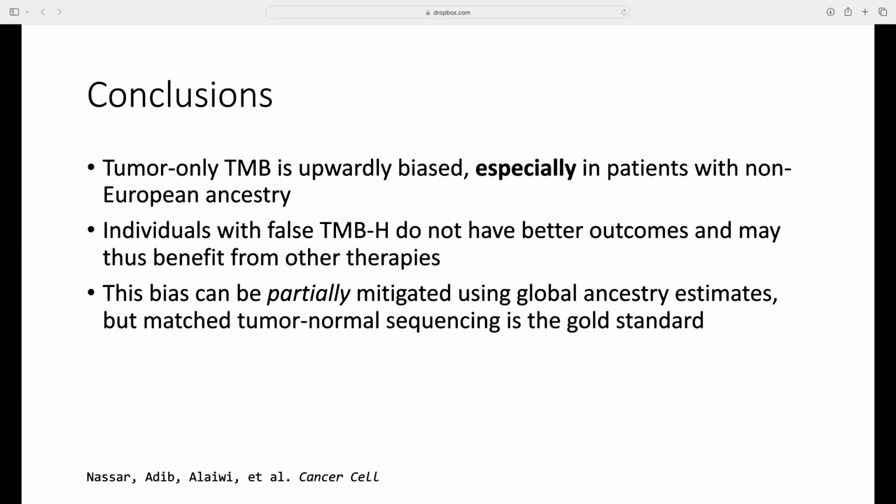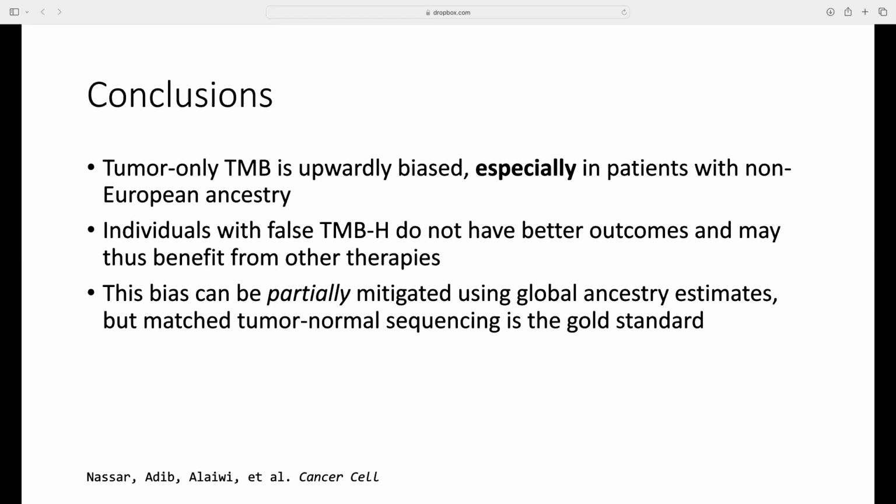And so again, just to conclude on this section, we've shown that these tumor-only estimates of tumor mutational burden, or TMB, are upwardly biased. I think this was something that was appreciated in the literature, but we've additionally shown that they can be biased as a consequence of the individual patient's ancestry. And I don't think this was appreciated in the literature, and that this is ancestry that can be inferred from the tumor itself.